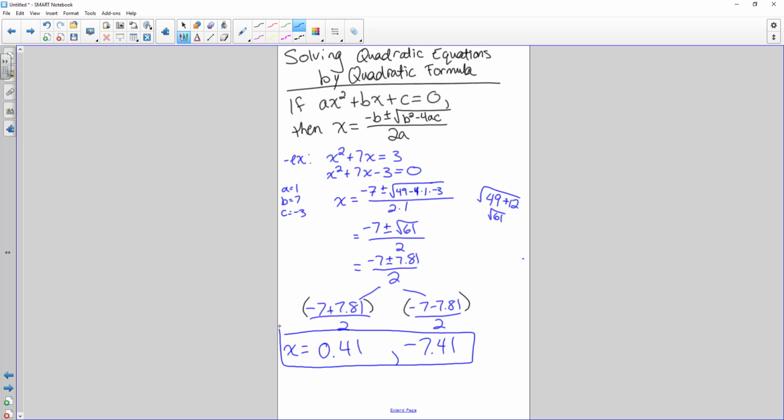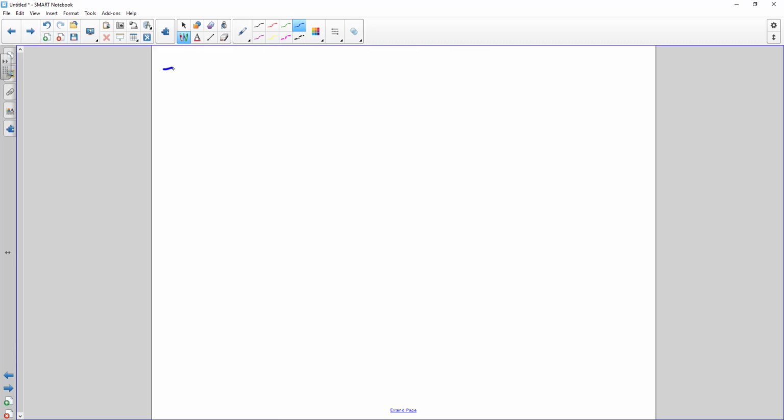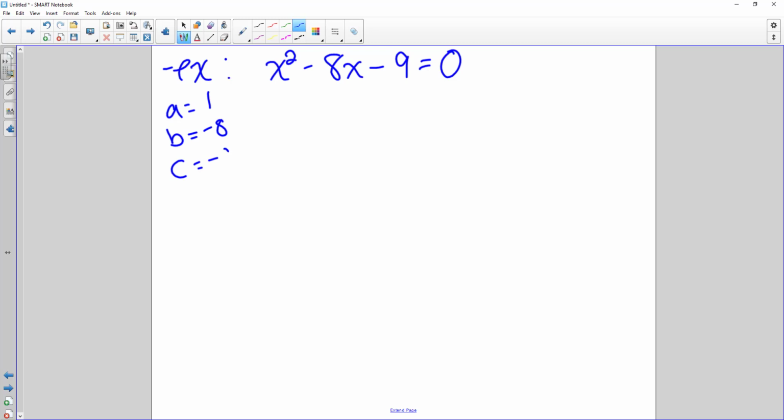Okay, let's do one more. With this one, we are going to solve x squared minus 8x minus 9 equals 0. So this one's already set up nice for us. A is 1, B is -8 and C is -9.